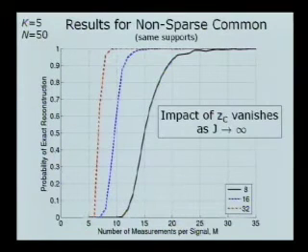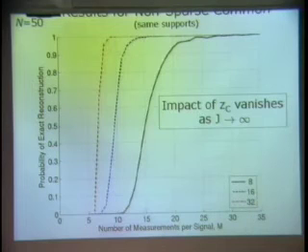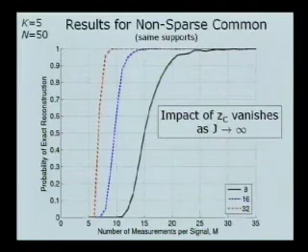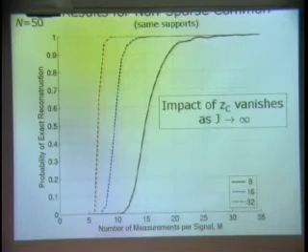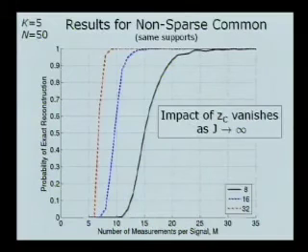Here we see an example where we go from 8 sensors to 16 to 32. This graph has a similar structure to before, where these are the number of measurements per signal. And as we increase the number of measurements, the probability that the reconstruction works well goes up. Now, furthermore, when we increase the number of sensors from 8 to 32, we need fewer measurements.